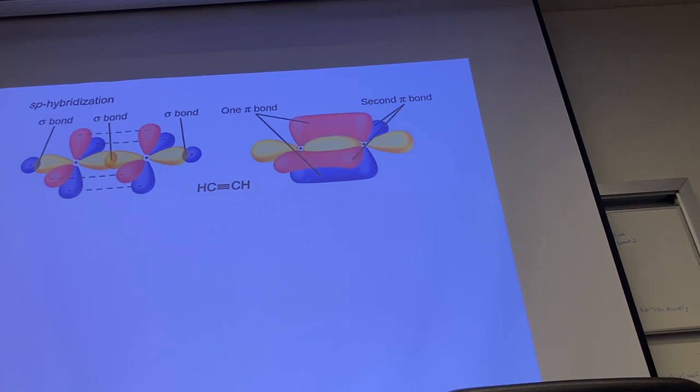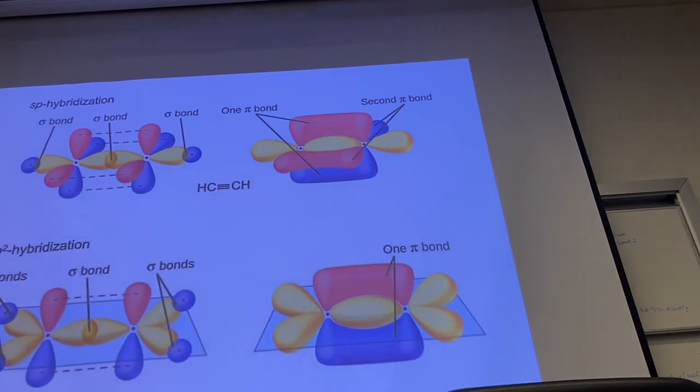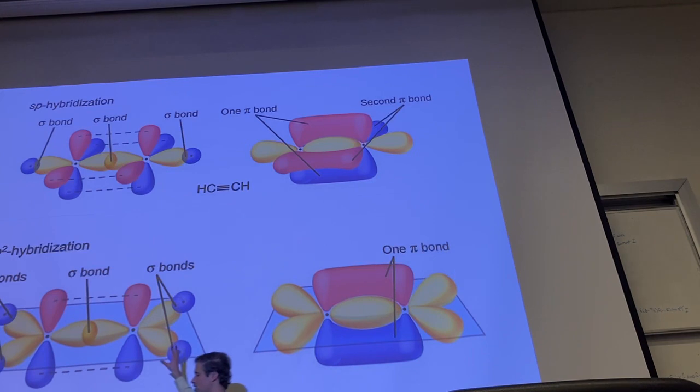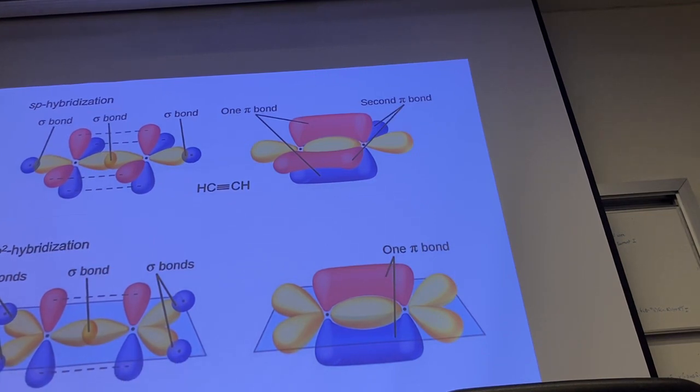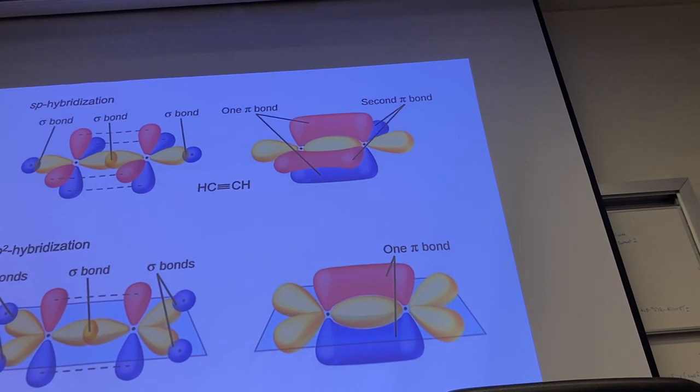C2H2 is an alkyne. This is an alkene, where I again have a sigma bond. This is now sp2 hybridized. In plane, I have the sp2 hybridization. There are three possibilities. One is between the carbons, and then the hydrogens can go to the other lobes that stick out at 120 degrees, in the same plane, same on the other side.